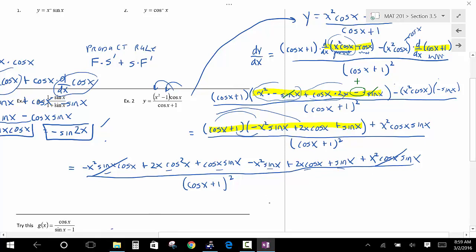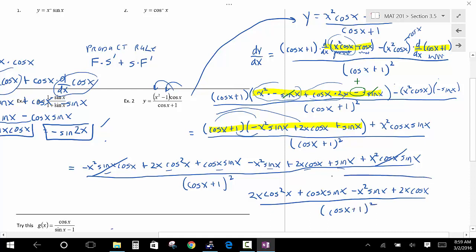So let's just write it, and then we'll just take that as an answer. 2 cosine squared x plus cosine x sine x minus x squared sine x plus 2x cosine x all over cosine x plus 1 to the second. Okay, like that. There may be a little bit more factoring and stuff you can do on that, but that seems to be it.